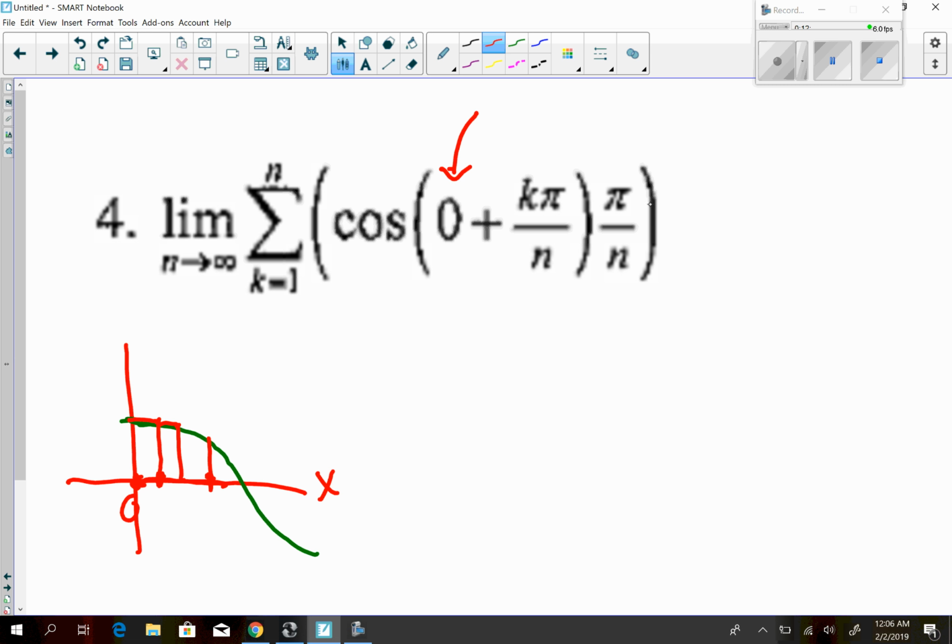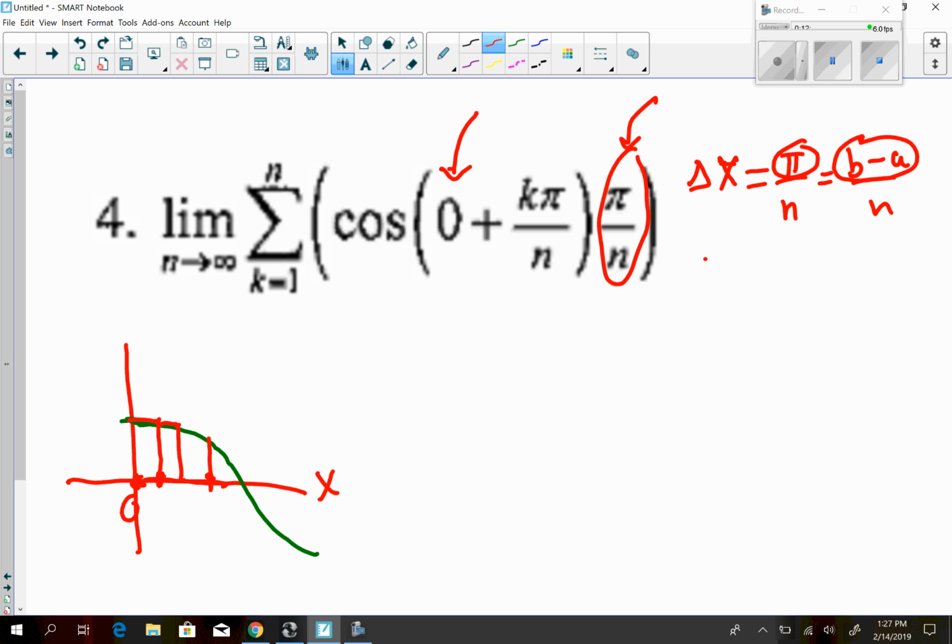Well, I can tell by the form that the width of each rectangle is this fraction, but the width of every rectangle is always b minus a over n. So this thing must be the b minus a over n. That means b minus a has to equal pi, because if the denominators are the same, the numerators must be the same. And we decided that a is this number here.